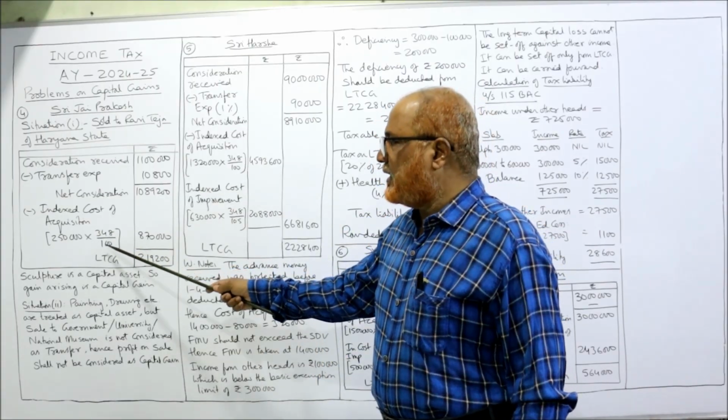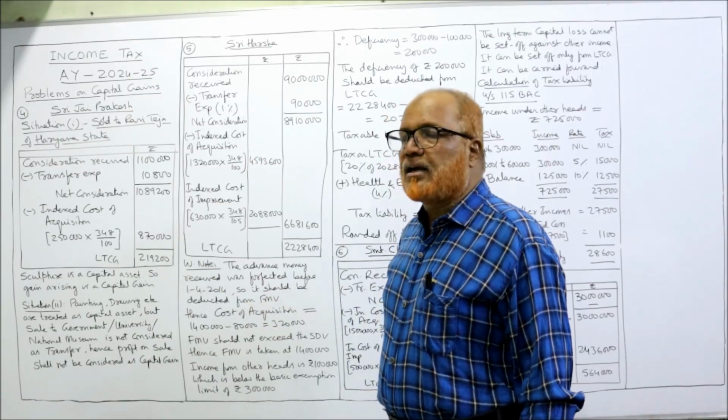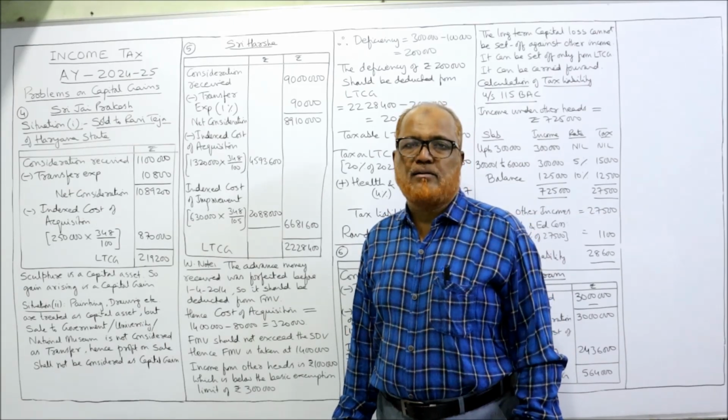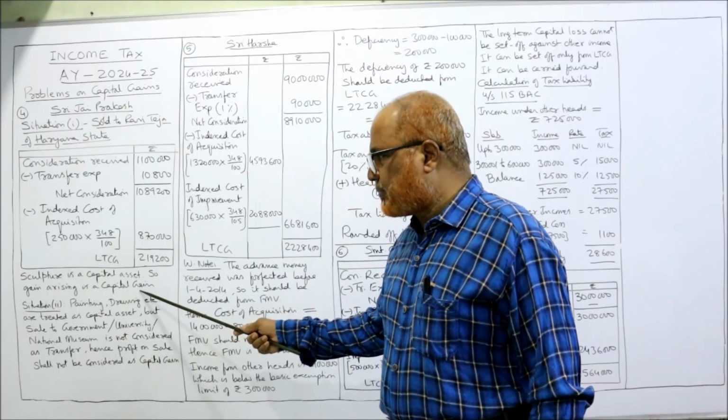So here 348 by 100, you will get 8,70,000. The long-term capital gain is 2,19,200. It's a taxable long-term capital gain, right? Now, the sculpture is a capital asset, so the gain arising is a capital gain.